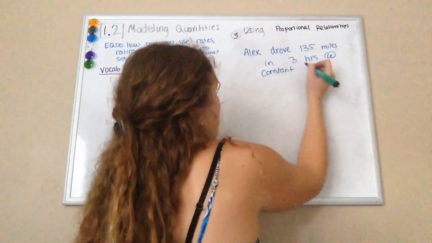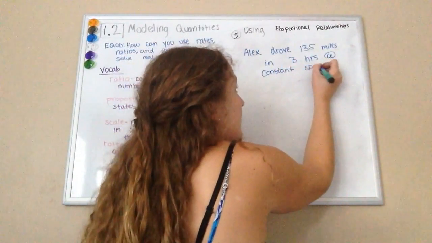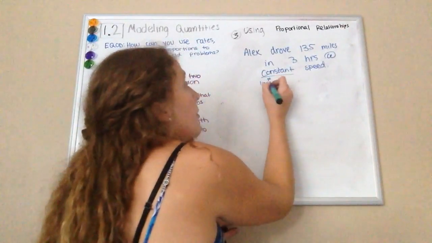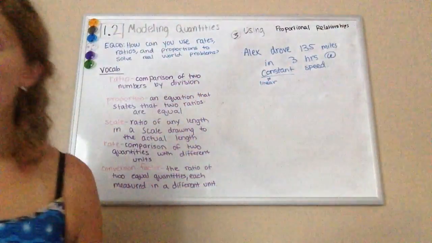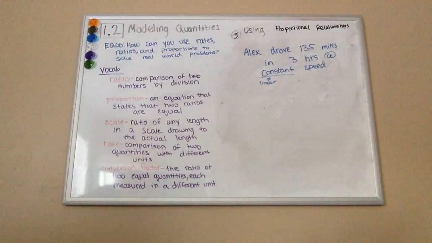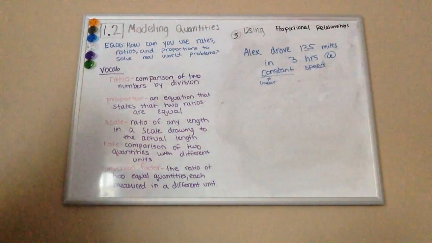Also, some of you should be thinking constant, right? Constant reminds us about linear. Just a side note, we will be talking about that, right? So constant, we should think linear automatically. Start thinking linear. Okay, so first we got to figure out how fast is he driving.